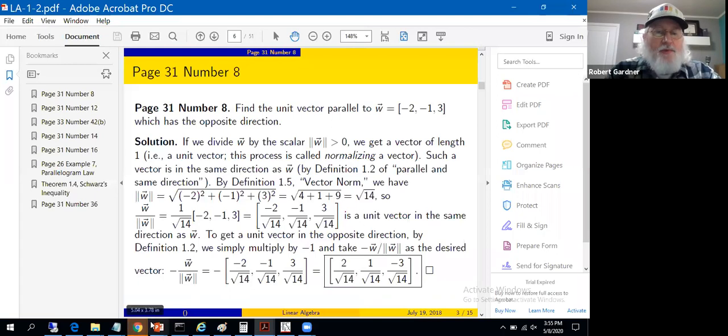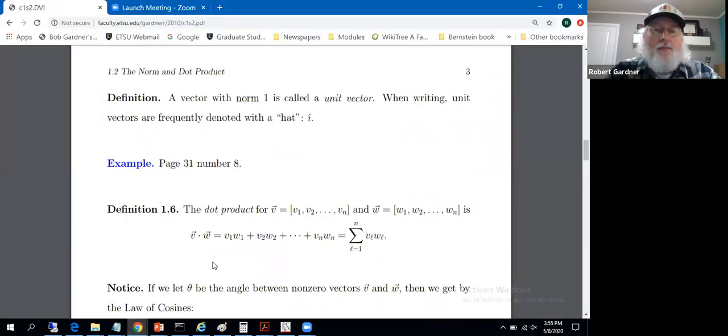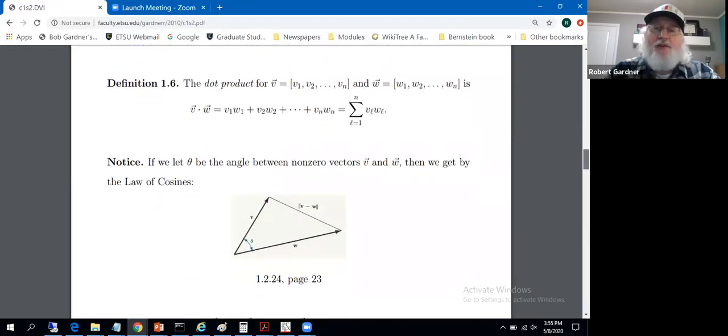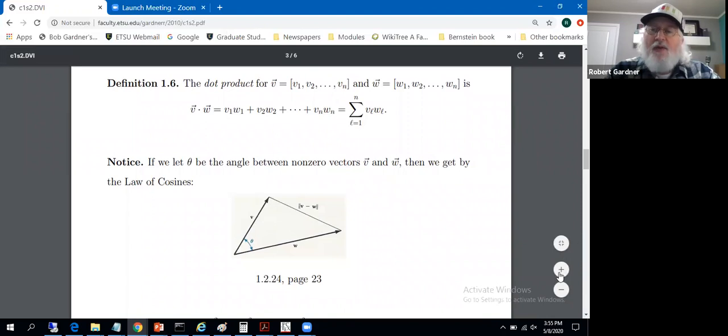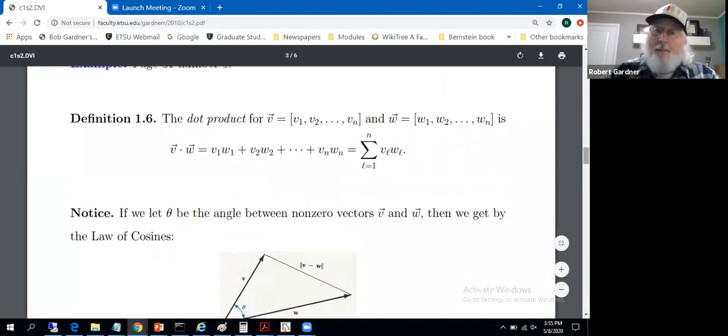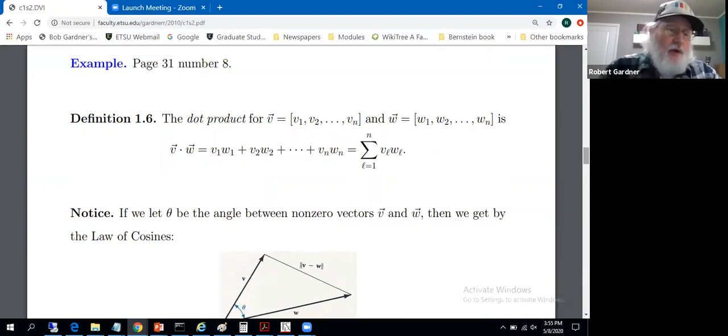Back to the notes. Okay, next is a definition of dot product. Definition of dot product is going to be quite useful in a bunch of stuff we do. You might ask yourself, why would you want to do this? We'll motivate it here in a second.